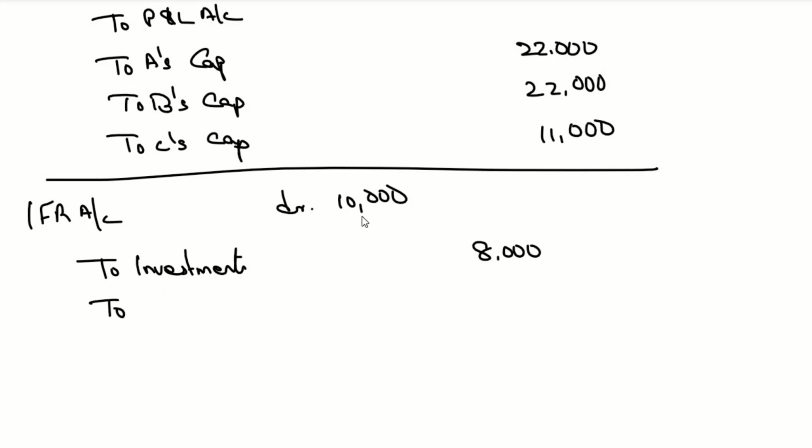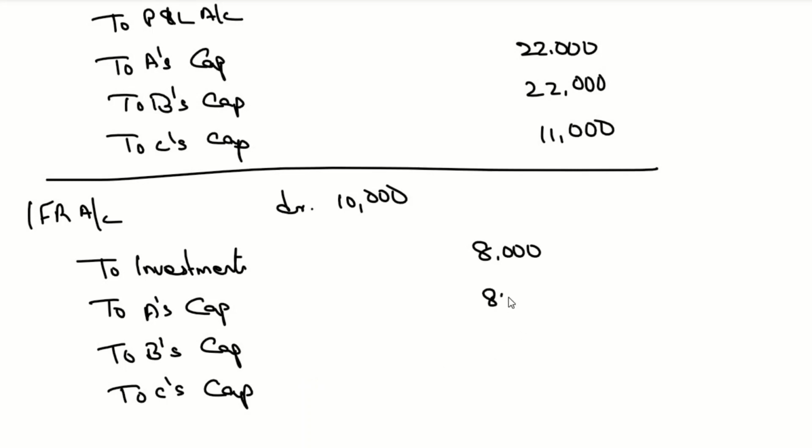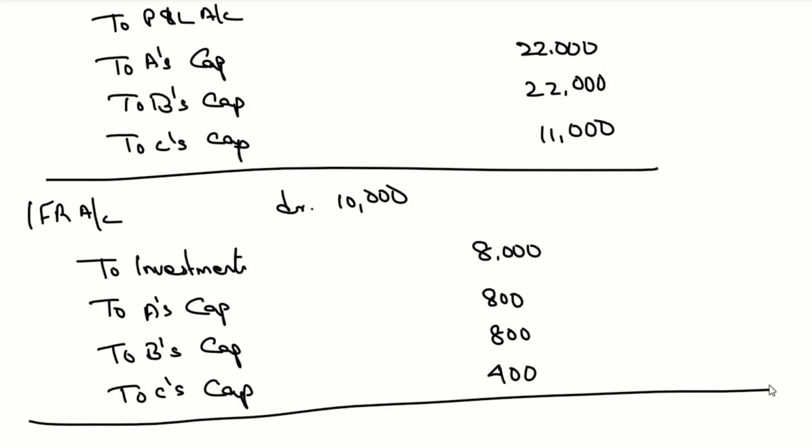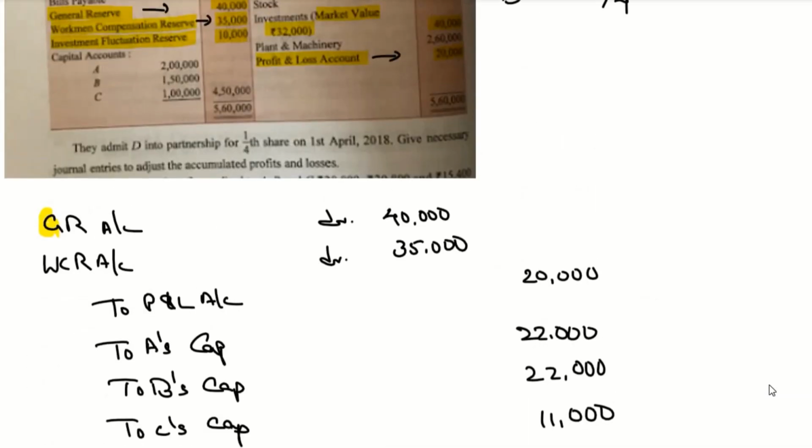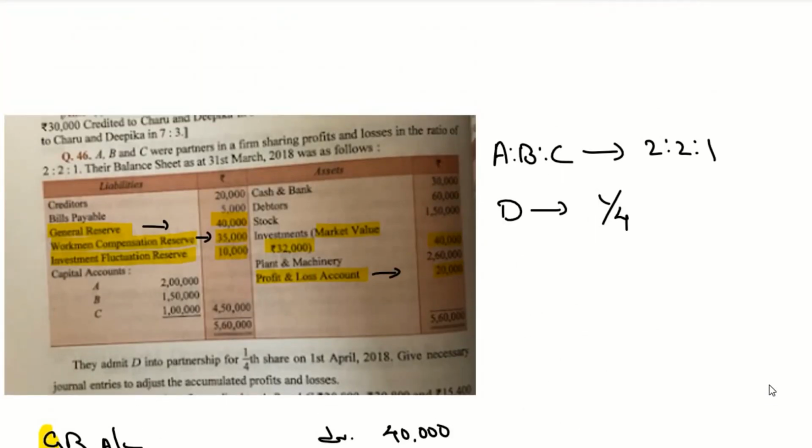Then the remaining amount, 10,000 minus 8,000, which is 2,000, needs to be distributed among the partners in their old profit sharing ratio, to A's capital, to B's capital, to C's capital. The profit sharing ratio is 2:2:1. So it's going to be 800, 800 and 400. Okay, so we completed question number 46.